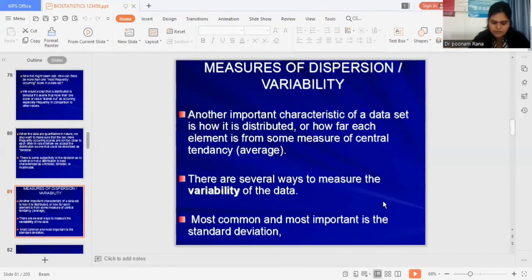Dispersion is the degree of spread or variation of the variable about the central value. The most common measures of dispersion used in the dental sciences are range, mean deviation, and standard deviation. And the most common and most important is standard deviation.